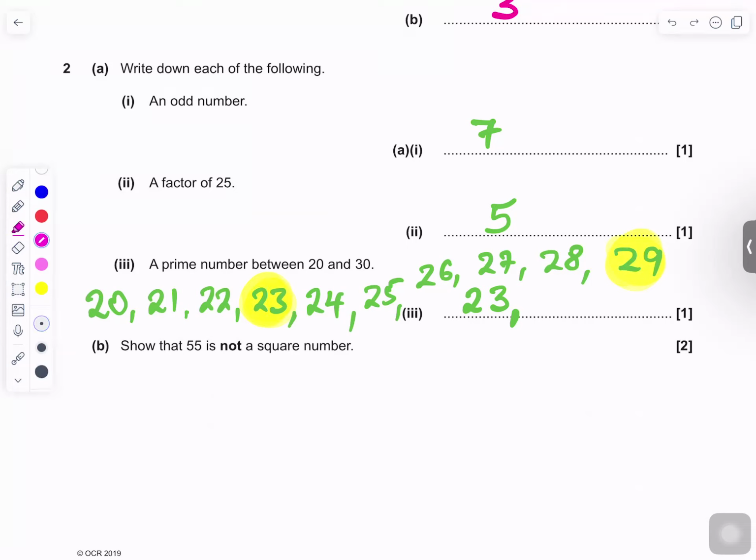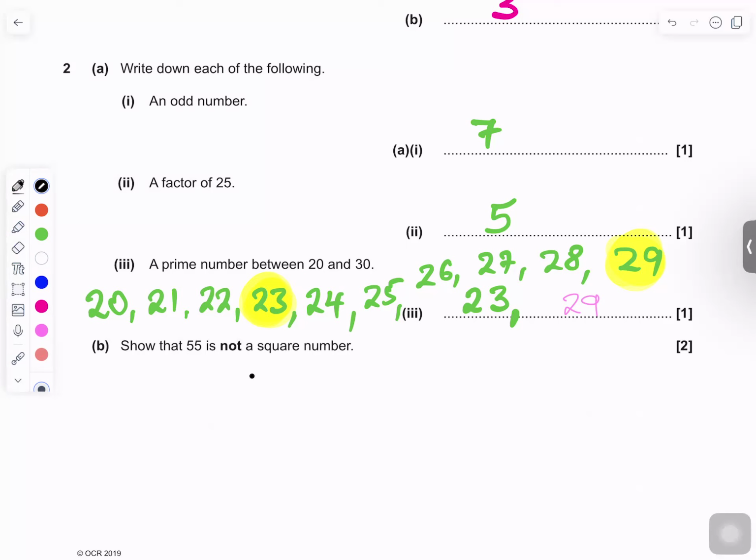Now for part B, you can read part B and tell me what you got. Show that 55 is not a square number. I said nothing multiplied by itself makes 55. Yes, you've said it in words, but how do you show it with numbers?